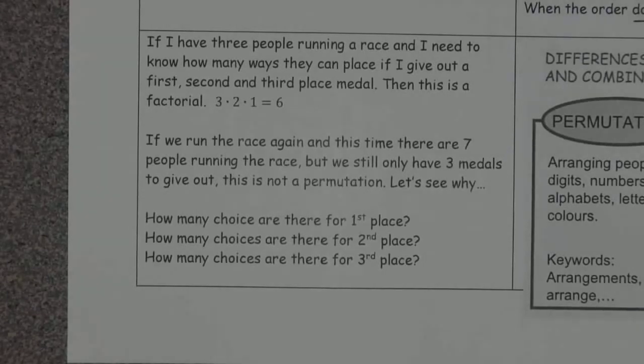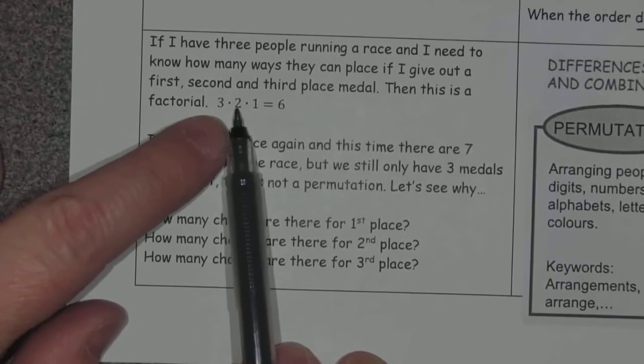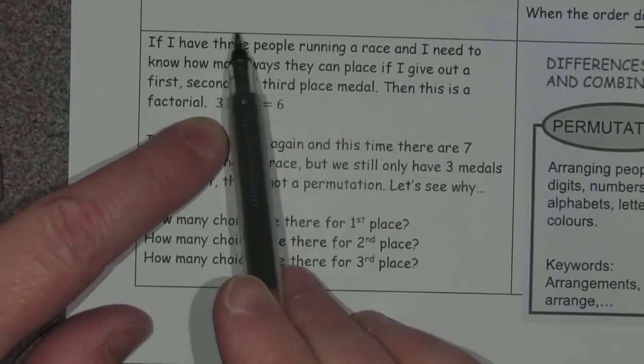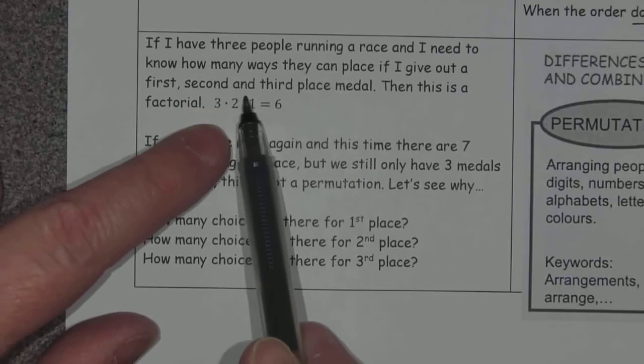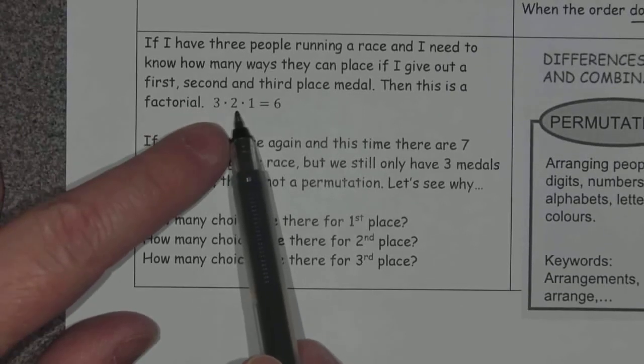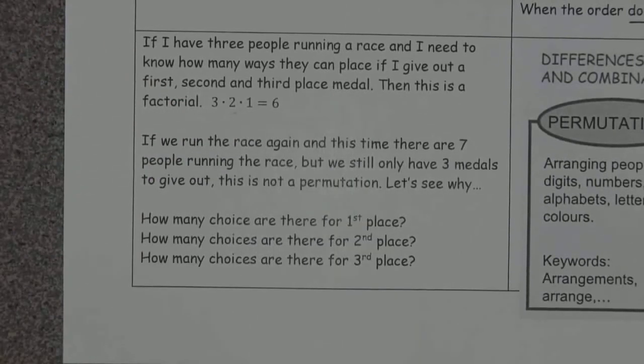If I have 3 people running a race, and I need to know how many ways they can place, if I give out a first, second, and third place medal, then this is a factorial, because I'd have 3 times 2 times 1, because there were 3 people running the race. 3 would have a chance at first place, then 2 would have a chance at second place, and 1 would have a chance at third place. So 3 times 2 times 1.